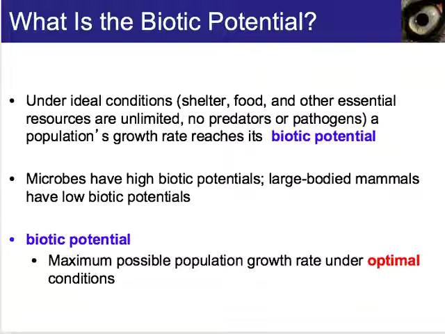Under ideal conditions, which means that all individuals have shelter, food, and other essential resources, no predators and no pathogens or germs to make you sick, a population's growth is going to reach its biotic potential. Now, in the real world, there's no such thing as a biotic potential because there's always going to be some problem. Someone's going to get sick, someone's going to go hungry, there's not going to be enough shelter for everyone. But the biotic potential is the maximum possible population growth rate under optimal conditions. So if there were no predators, no disease, plenty of food and housing, then you would have a biotic potential.